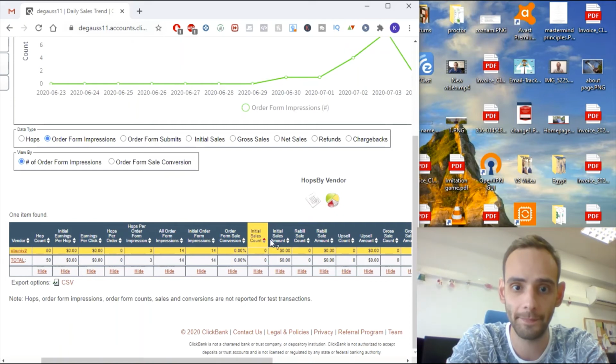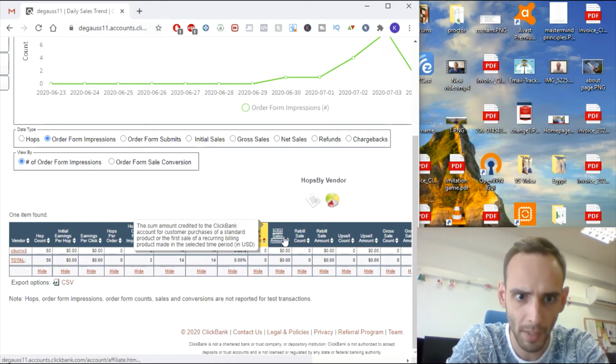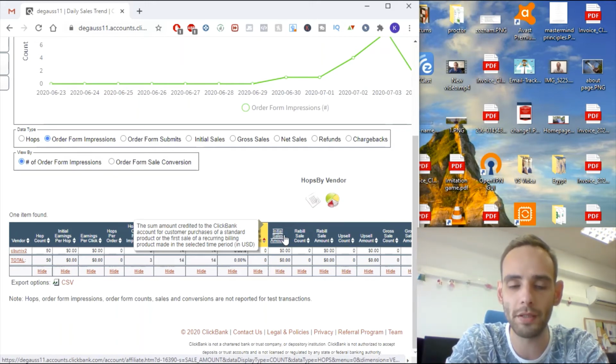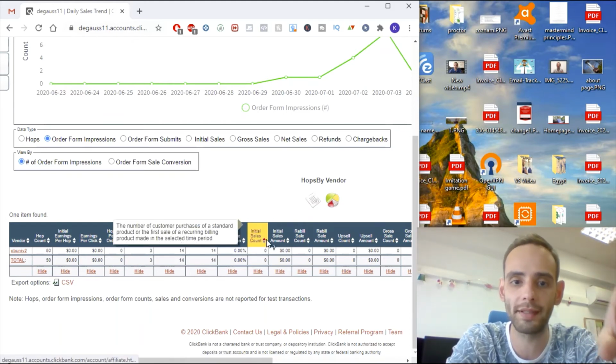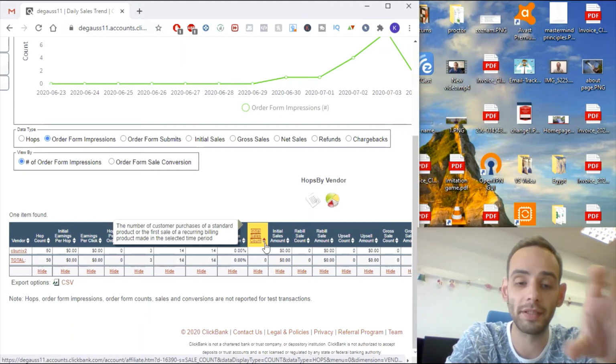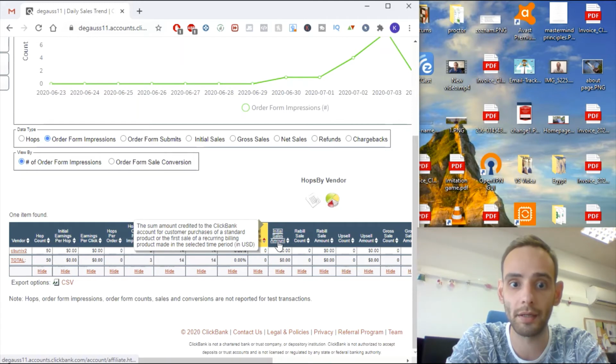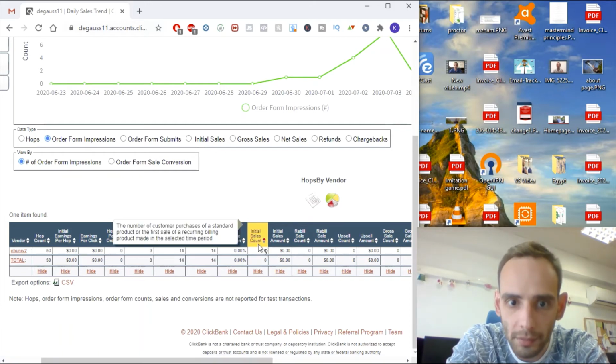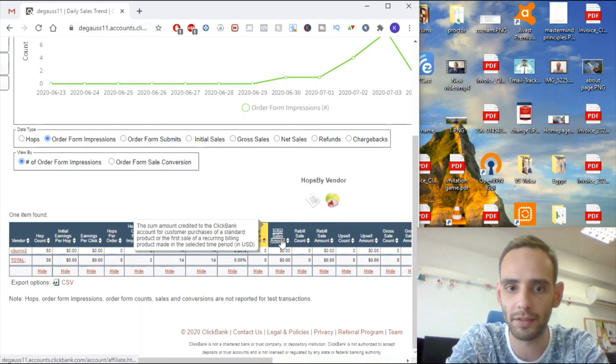Here you will see your sales, and the initial sales amount is the sale amount that you have made, which is going to be the sum amount credited to the Clickbank account for customer purchases of a standard. This should be your commission already, so not the gross sale, but the commission that you have earned for that particular sale. Initial sales amount is the gross sale, the sum amount credited to the Clickbank account for the first sale of a recurring billing product. Initial sales count, sorry, this was the same.